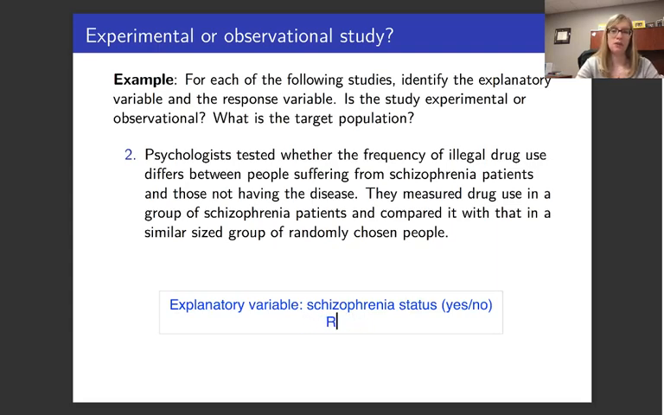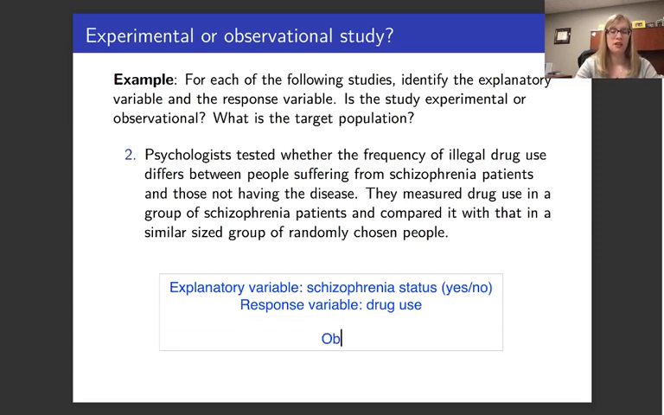Our response variable, think about this one for a moment, is drug use, whether or not they're having high drug use, low drug use, however we are measuring drug use. That is the response variable. This is an observational study. Here's why. I can't manipulate that explanatory variable. I cannot assign people to have schizophrenia. I can't assign people not to have schizophrenia. So we're merely just observing what's happening.